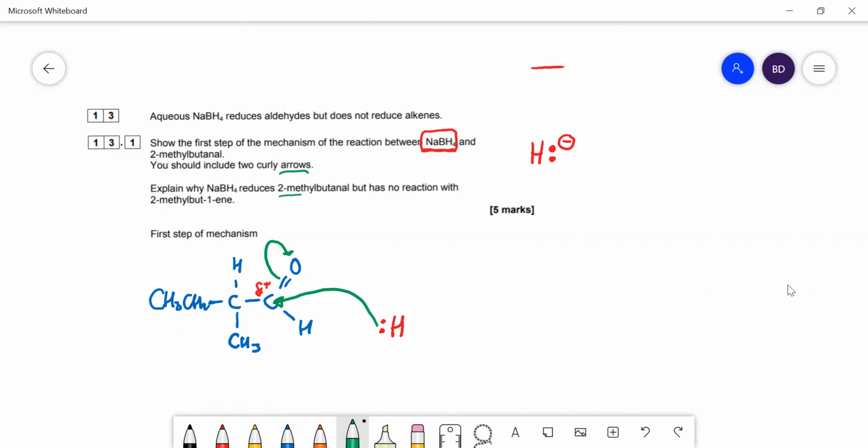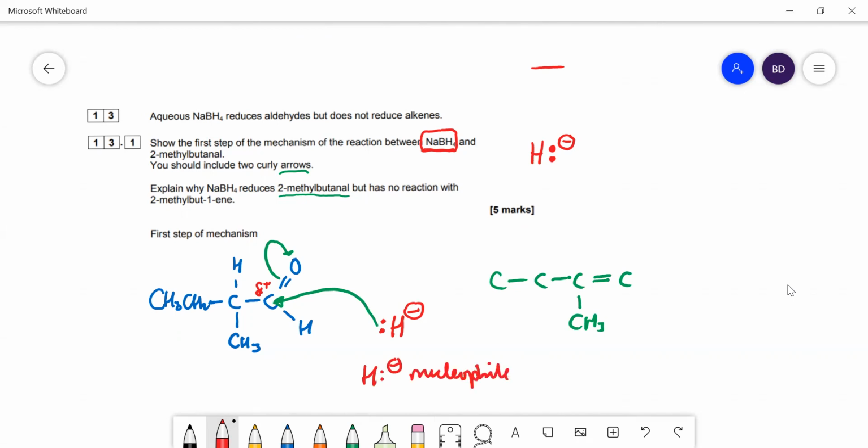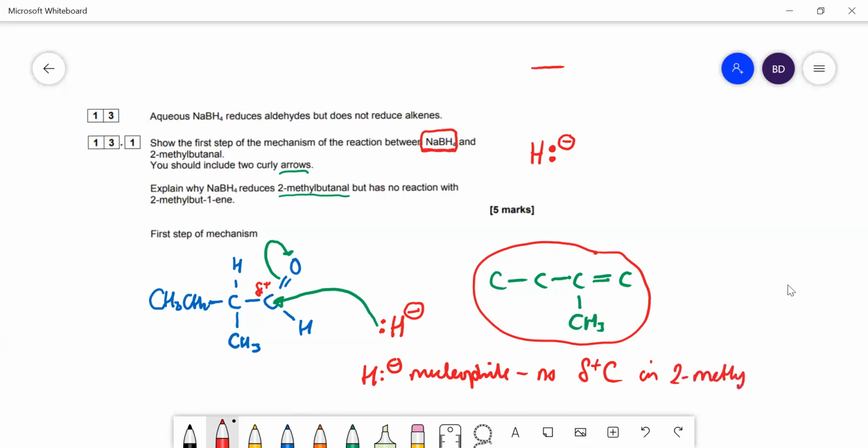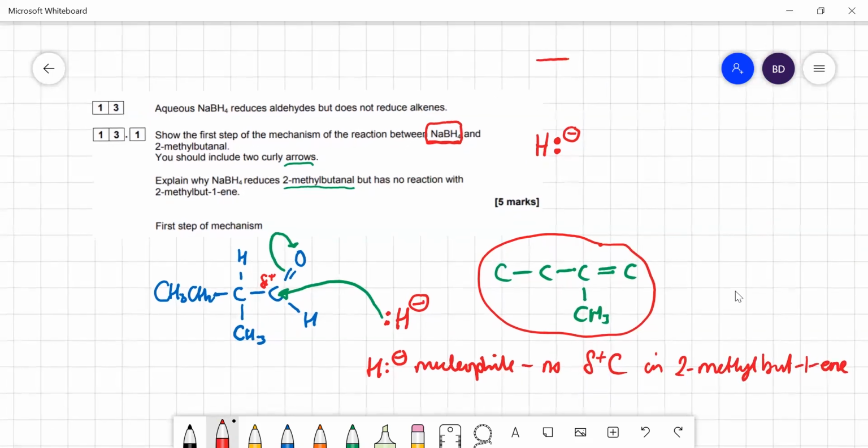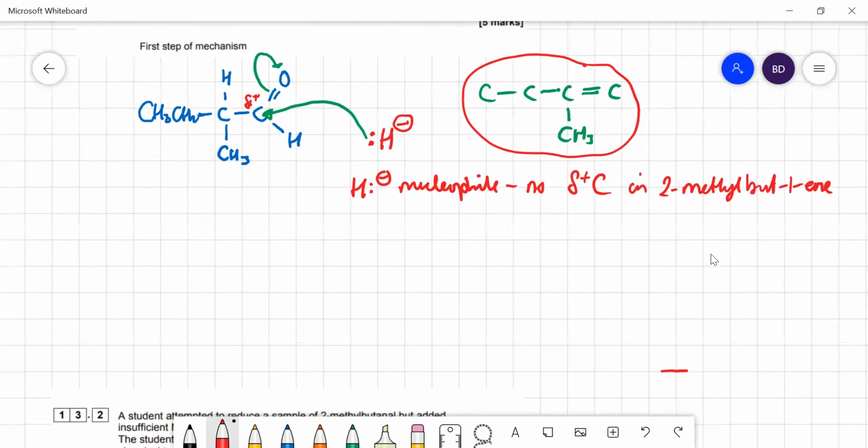Explain why NaBH4 reduces 2-methyl butanal but has no reaction with 2-methyl but-1-ene. Okay, the reason why is because the H minus is a nucleophile, and you don't have a delta positive carbon on that molecule, no carbon with a partial positive charge on it in 2-methyl-but-1-ene. That's the answer there. NaBH4 is a nucleophile, so it's not going to react with alkenes. It's only going to react with ketones and aldehydes.